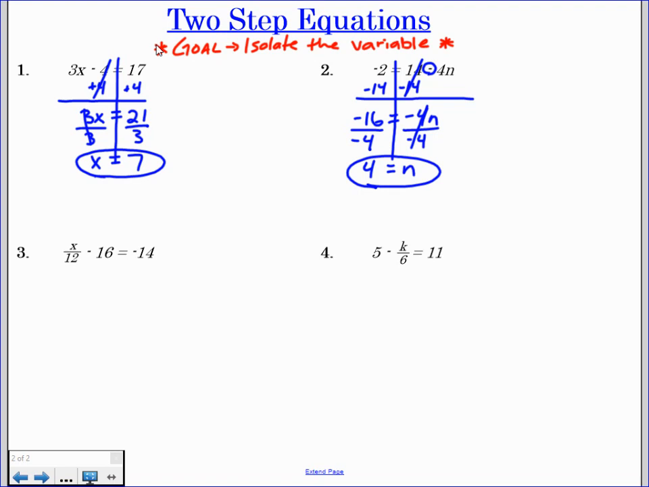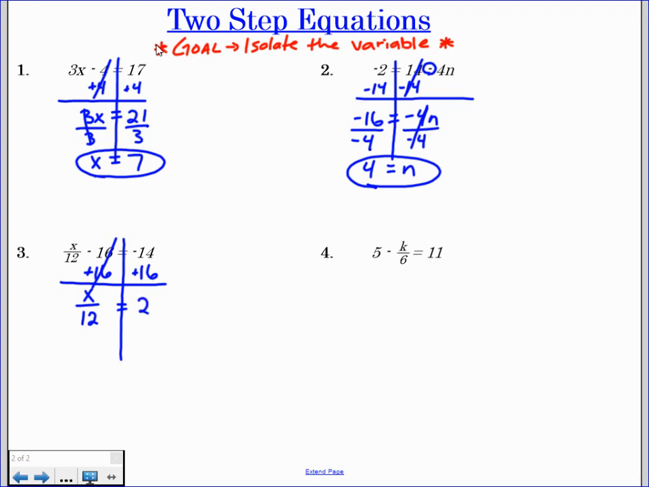Number 3. The goal is to get x by itself. So I have a minus 16 that I need to get rid of. So I'm going to add 16 to both sides of my equation. That's going to cancel out the minus 16 and leave me with x over 12. And I have negative 14 plus 16, which is positive 2.